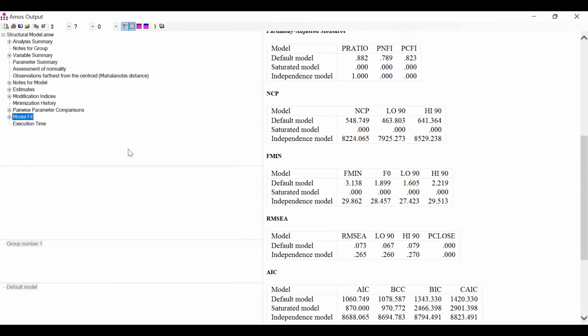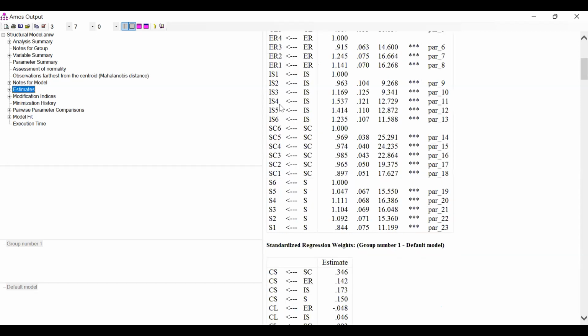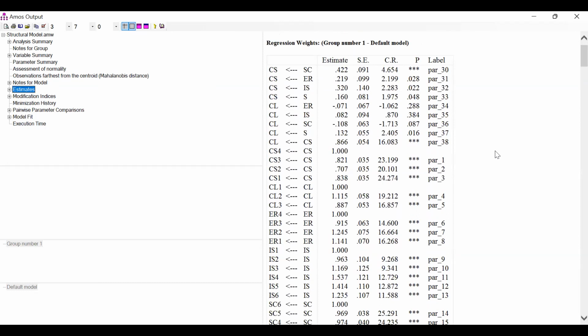So model fit is one thing you need to report, as well as the estimates where you talk about the hypothesized paths, where you see which of the 9 hypotheses or 9 paths are significant, which is in this case 5 out of 9. This is significant, this is significant, this is significant, this is significant.